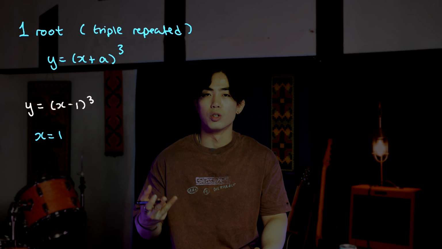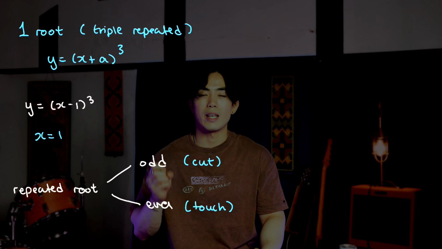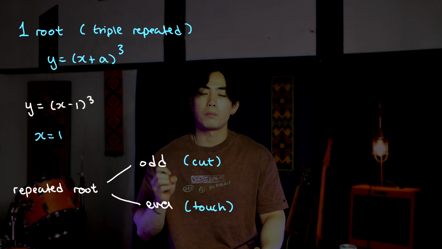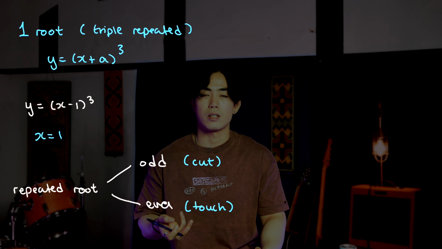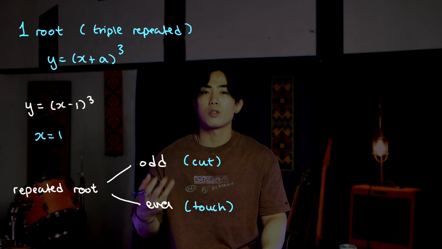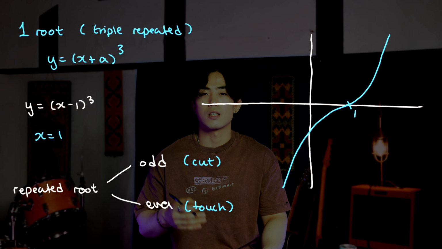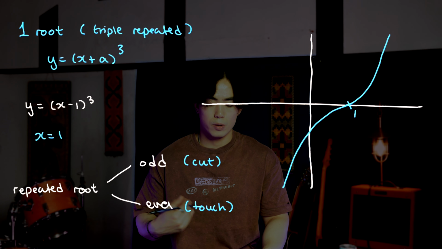So that's the general rule when we're drawing graphs. If we have repeated roots and the repeated roots are odd numbers, then it's going to cut the graph. If it's even numbers like squared or to the power 4 to the power 6, then it's just going to touch the axes. So that's the one tip I do want to give you guys. Anyway, if I was to sketch y as (x minus 1) cubed, then at x is 1, it's going to cut it and it's going to look something like so. Still following the general shape of a cubic function.